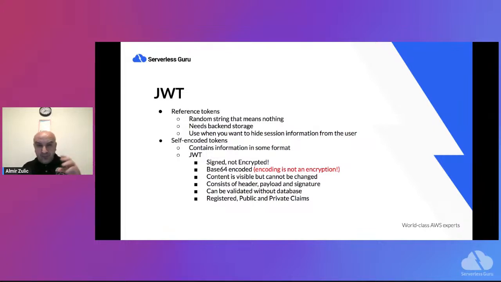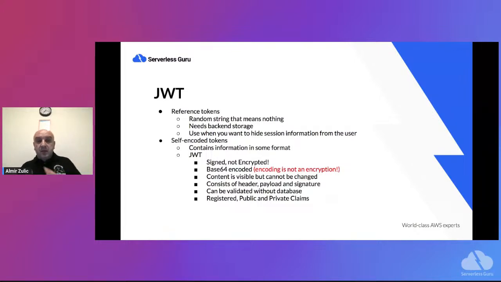So a JWT token is signed, encoded, but not encrypted. It can be encrypted, but it's not encrypted by default. It's base 64 encoded. So the content is visible, but cannot be changed because it is signed. If you try to tamper with this token, it will become invalid. And this is the great thing about it.